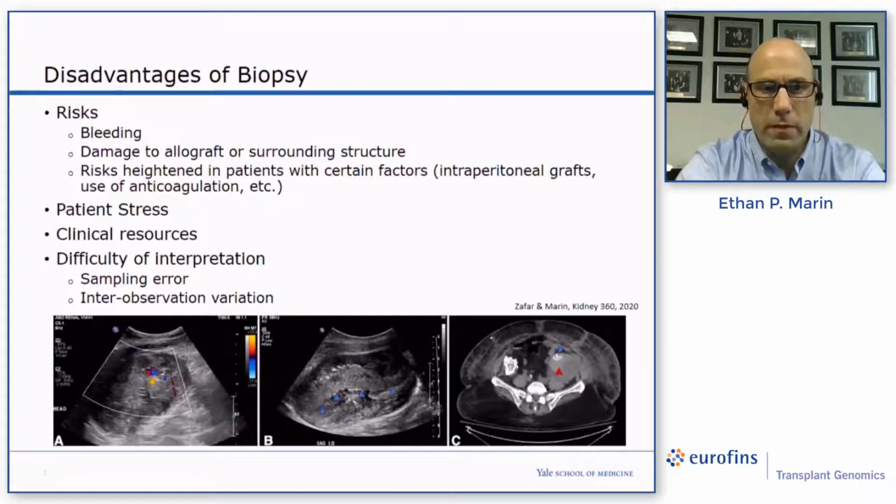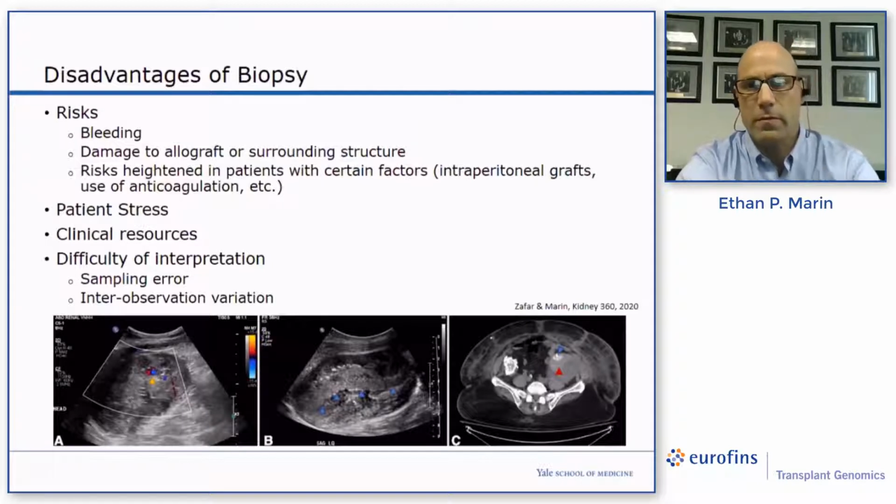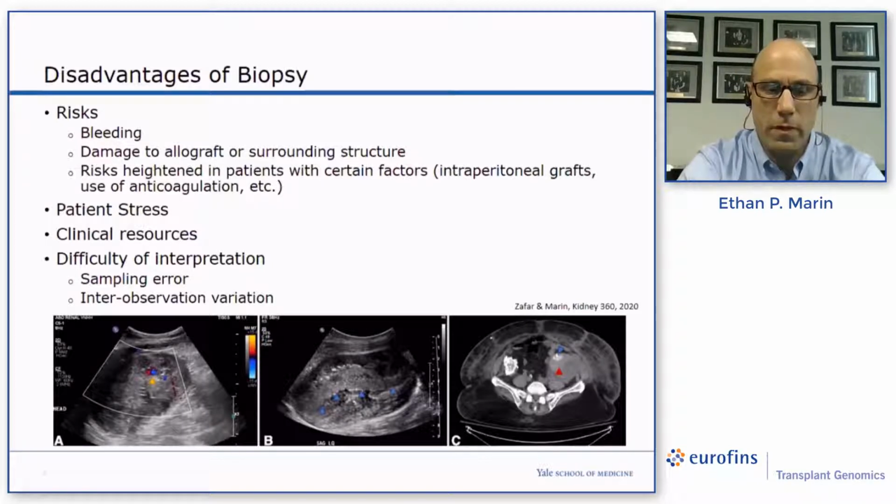Biopsy, although it gives a lot of information, does confer a fair bit of risk. The primary risk is bleeding. The allograft is a very vascular organ, of course, and bleeding can occur within the kidney, around the kidney, into the urine and other places. As a result, damage to the allograft may ensue, and you can also damage surrounding structures such as bowel.